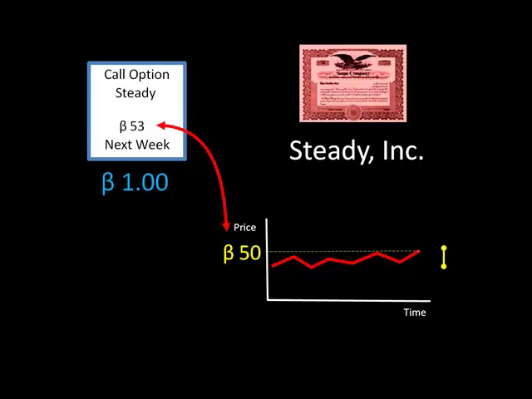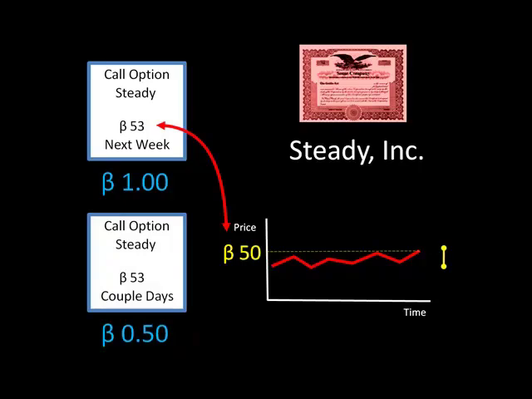As the week passes, if the stock doesn't move, that option will drop from being valued at 1 to being valued at 0.5, and eventually it'll go all the way down to 0 as time runs out. So as time changes, the option value goes down.